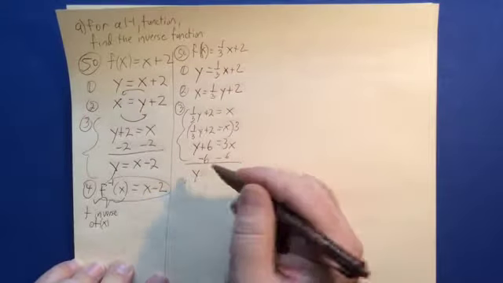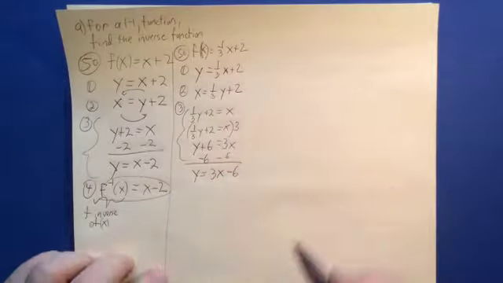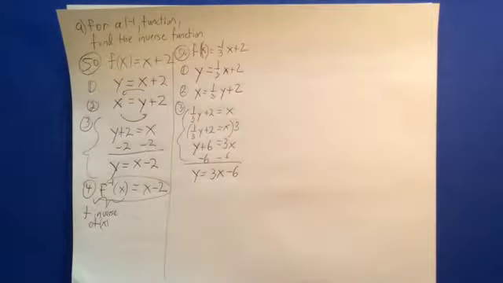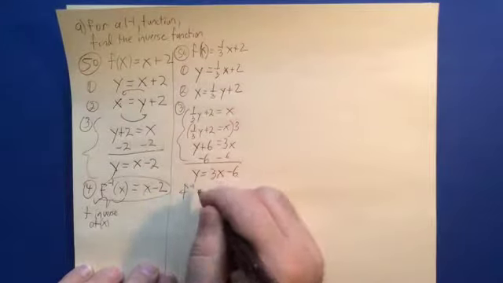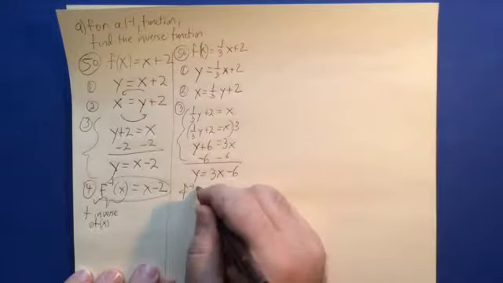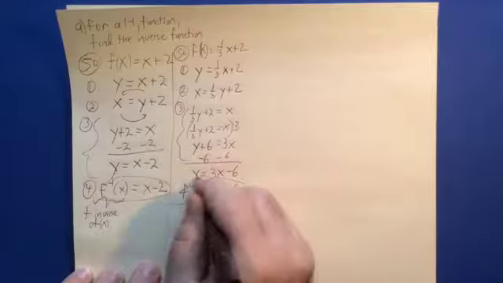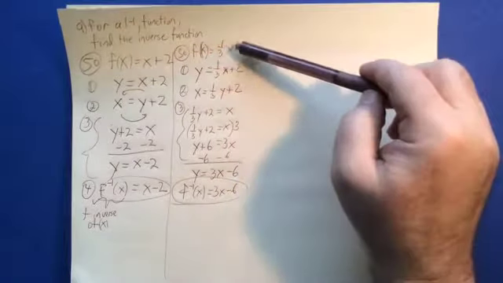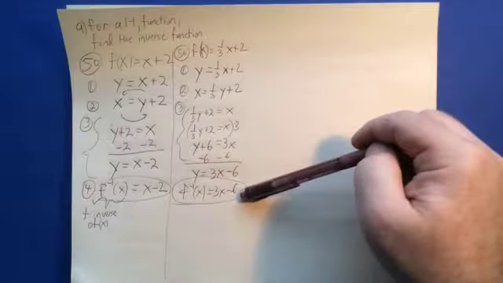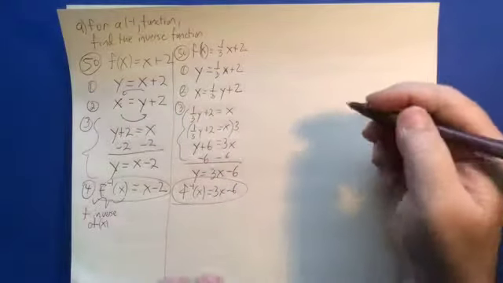So y will give me 3x minus 6. And because I'm finding the inverse function, I don't put the f of x back. I put f inverse of x back. So this is the equation I'm looking for. If f of x is equal to 1/3 x plus 2, the inverse of x is 3x minus 6.